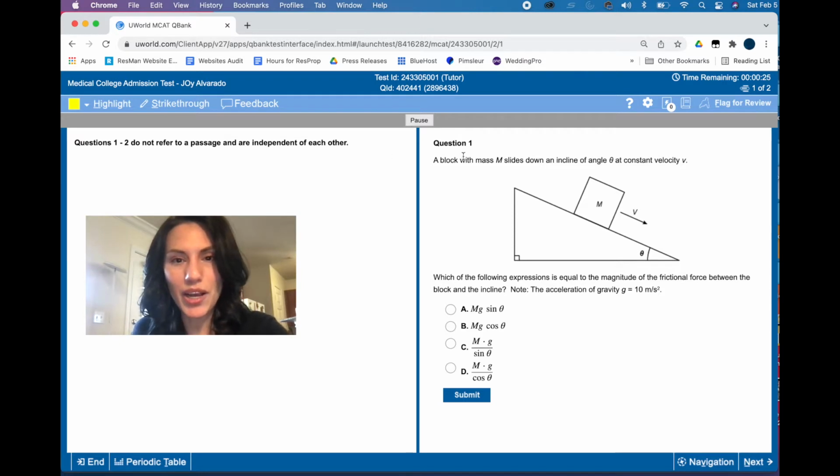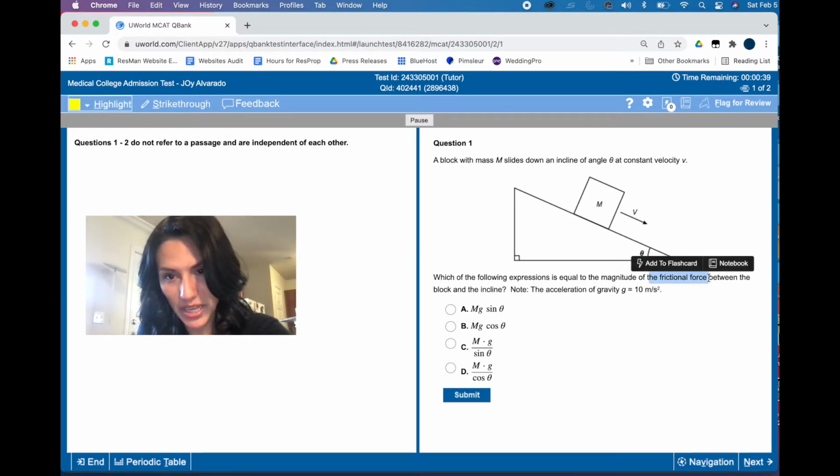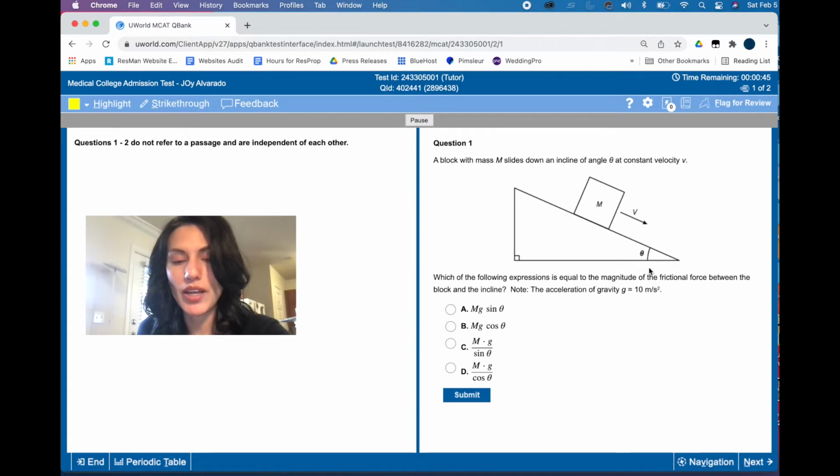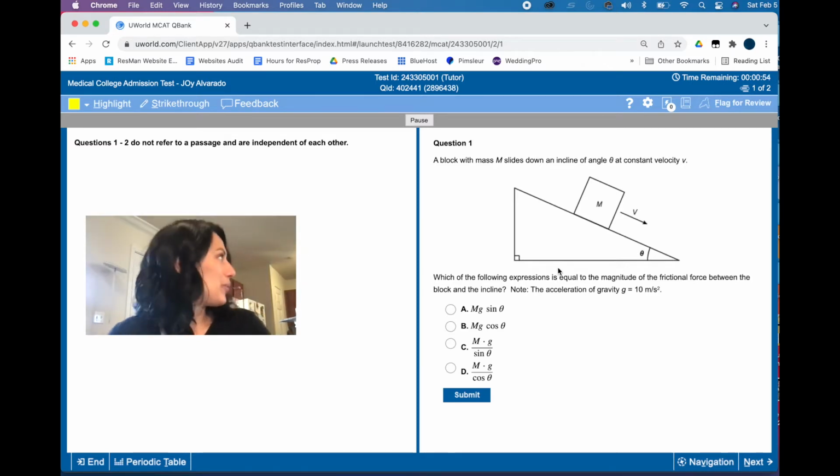It says, a block with mass m slides down an incline of angle theta at constant velocity v. So we got the angle, the block, v. Okay. Which of the following expressions is equal to the magnitude of the frictional force between the block and the incline? Note the acceleration of gravity is 10 meters per second squared. All right, so I have not done these questions in a long time, so bear with me, but I'm going to go ahead and guess what the question is for 30 seconds.